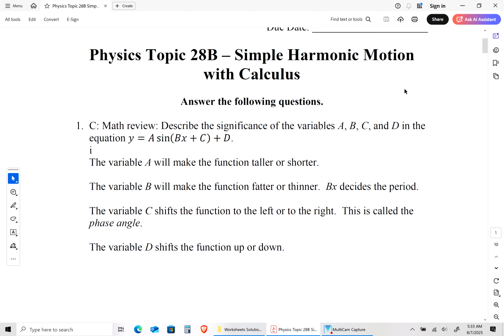The variable c shifts the function to the left or to the right. This is called the phase angle. And finally, the variable d shifts the function up or down.